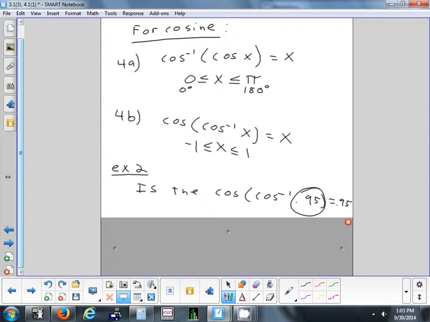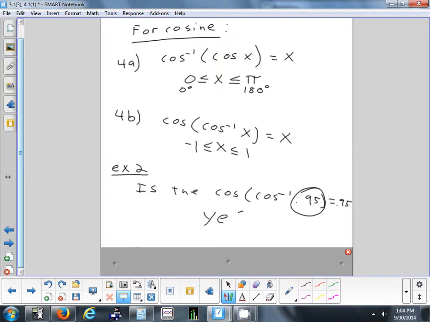All right, so how about Cassandra? Is this going to be formula 4a or 4b? 4b. Yep, 4b. Good. What are we supposed to be between on that formula? Okay, are we? Yes. Yep. Good. So that will work fine.